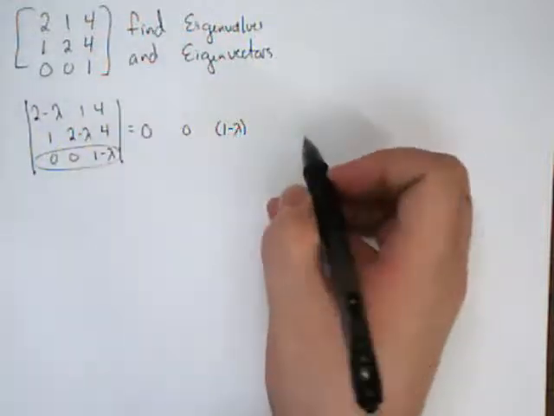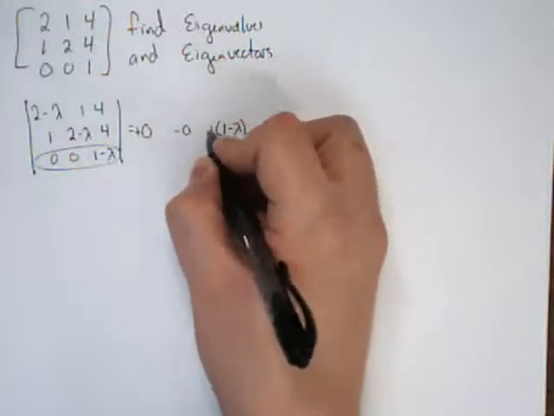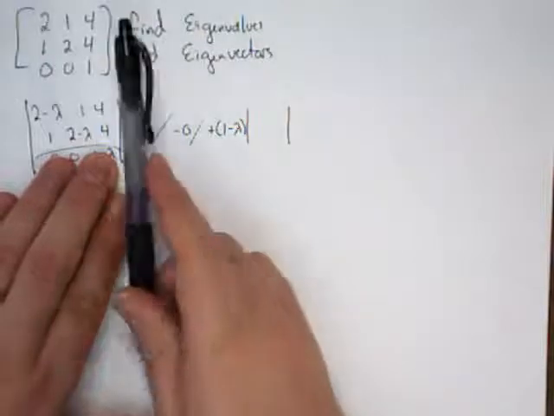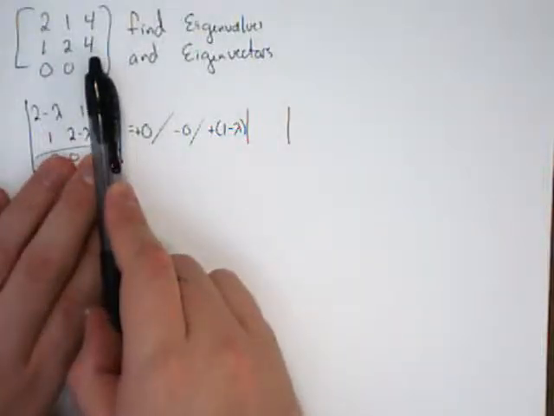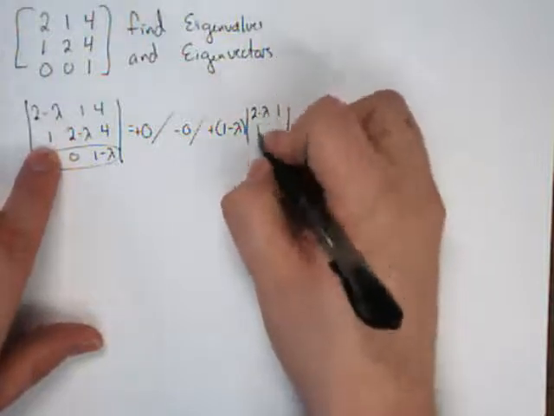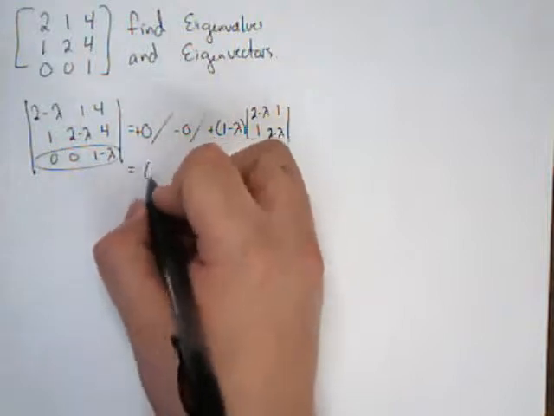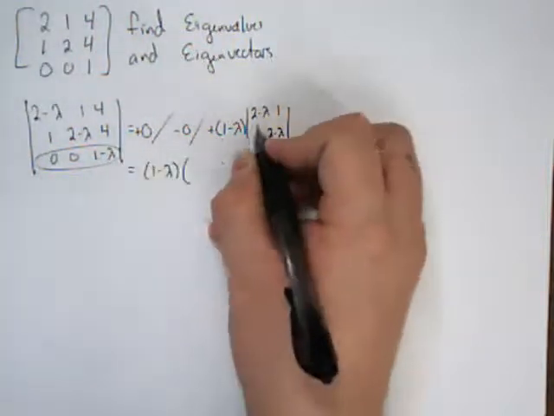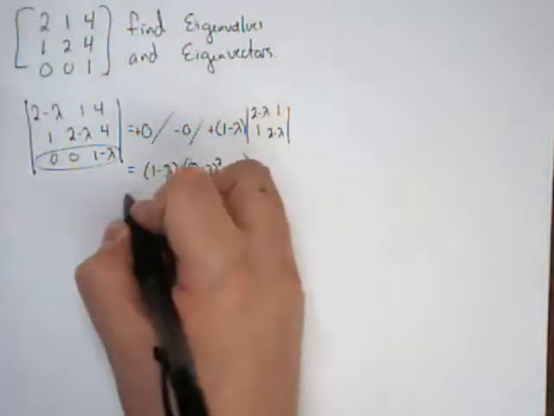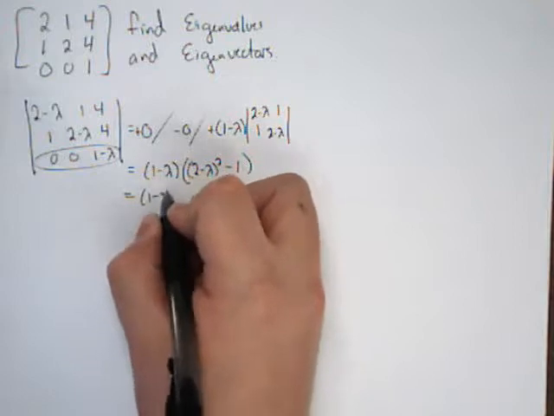I write them down and I have to determine the sign. So we start here, plus, minus, plus, minus, plus. I can ignore the determinants I don't need here, but I now have to include the matrix found by removing the row and column containing the 1 minus lambda. So I have 2 minus lambda, 1, 1, 2 minus lambda. Alright, we continue going. We've got a 1 minus lambda, and then here the determinant is 2 minus lambda squared minus 1.